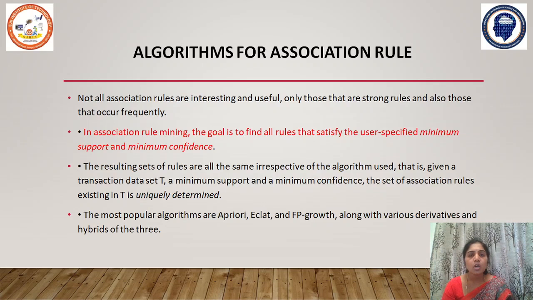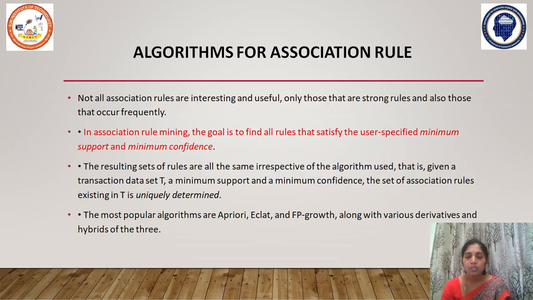So this is what: given a transaction data set T, a minimum support and minimum confidence, the set of association rules existing in T is uniquely determined. The most popular algorithms are Apriori, Eclat, and FP-Growth, along with various derivatives and hybrids of the three. Next we shall know more about the Apriori algorithm. This is the most popular algorithm used for association rule mining.